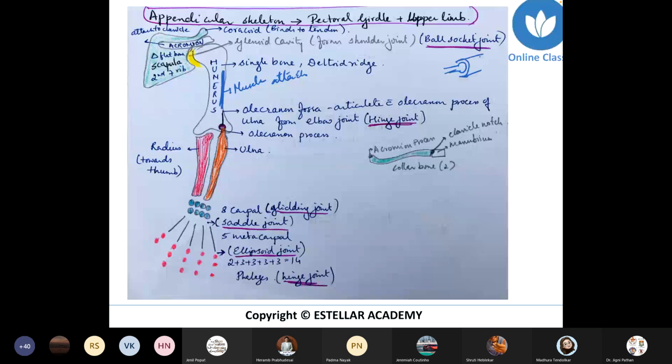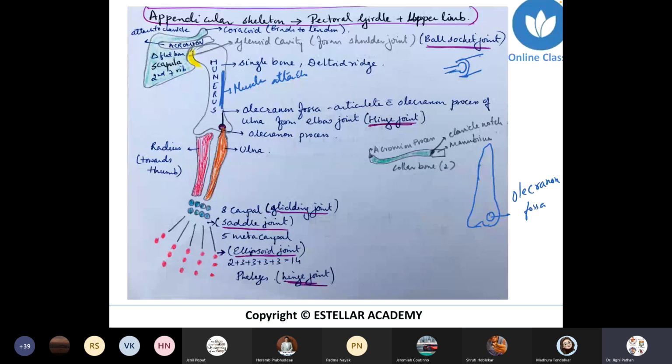Okay, next. At this end, the humerus has a fossa. Fossa means a cavity. This cavity, the fossa, is called the olecranon fossa. This is about the humerus.